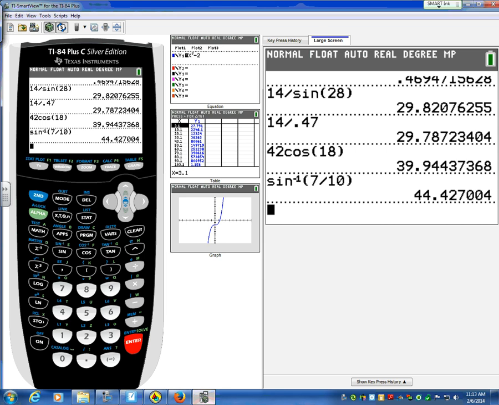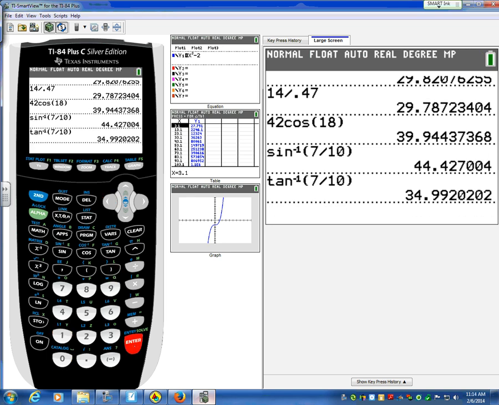How about inverse tangent? So try inverse tangent of 7 divided by 10, and you should get about 35 degrees. Did you get that? I did inverse sine, sorry. The inverse tangent of 7 over 10 is 35 degrees.